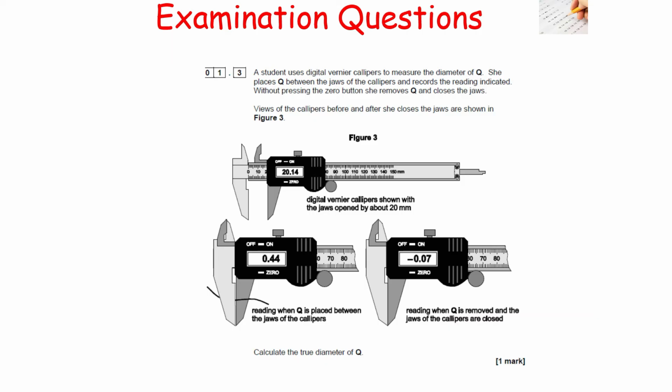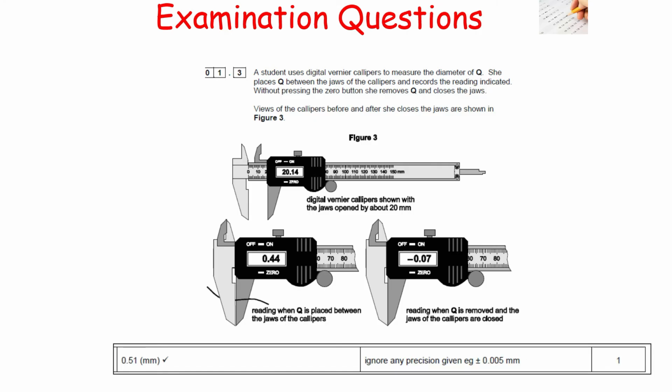Right, so what do we do here? We've got to work out what our diameter is going to be when measured, but we've obviously got a 0 error because we're reading minus 0.07 when the jaws of the caliper are closed. So they've got a 0 error of minus 0.07. We should always subtract the 0 error from our particular reading, which is 0.44. So when we subtract minus 0.07, we're adding 0.07, so the value is 0.51 millimeters.